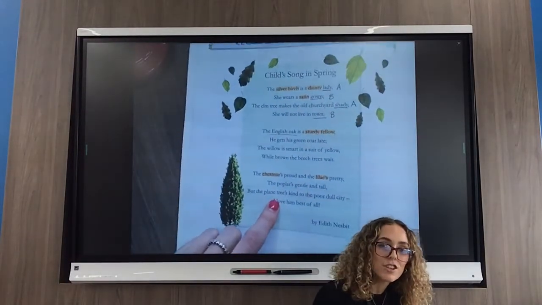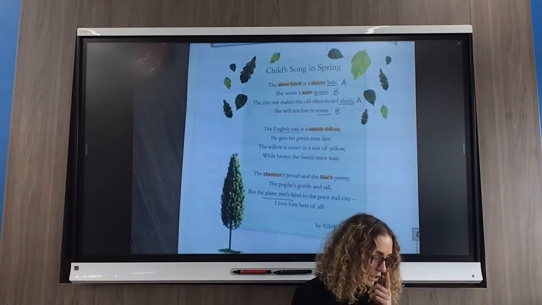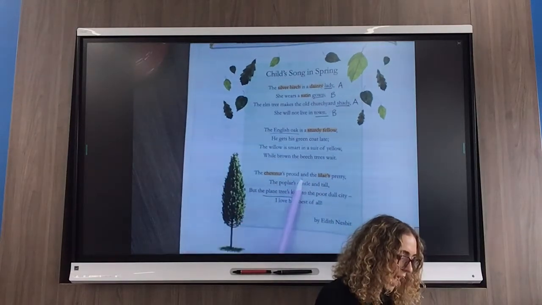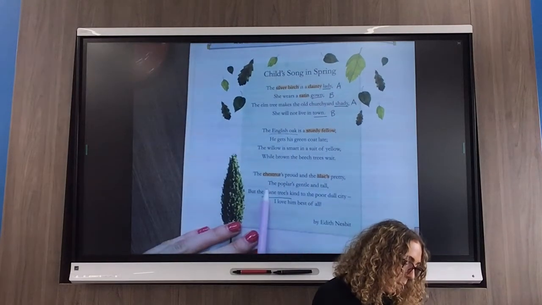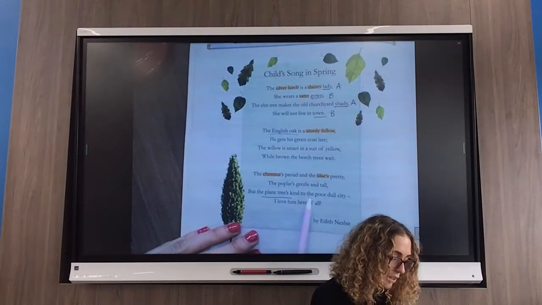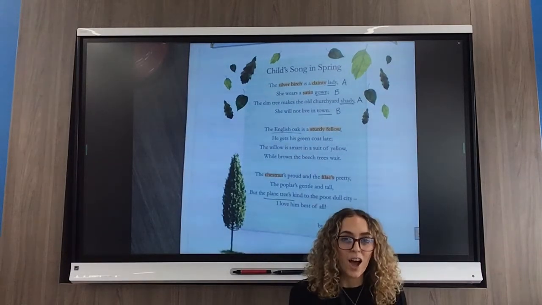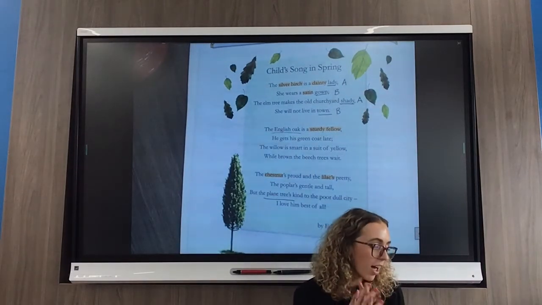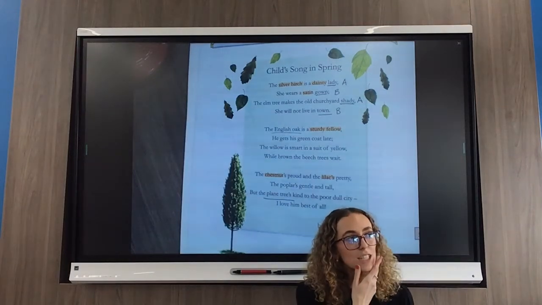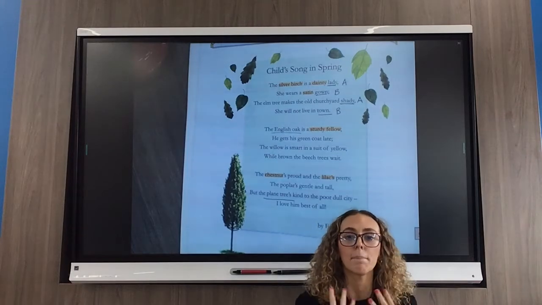I found it just at the end of our poem, so I'm going to underline that to help me to answer the question. Okay, and I'm going to read that paragraph. The chestnut's proud and the lilac's pretty, the poplar's gentle and tall, but the plane tree's kind to the poor dull city. I love him best of all. So you've got to think, how are trees kind? What do trees do to the planet that makes them kind?